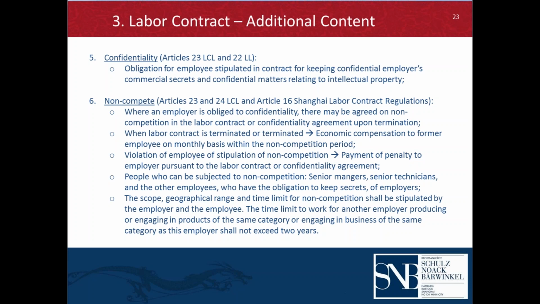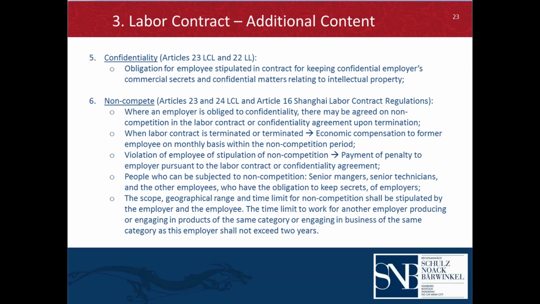But for the time of the non-compete obligation after the labor relationship, the employer is paying economic compensation to the employee for this period. How much this compensation must be depends on which local law applies.